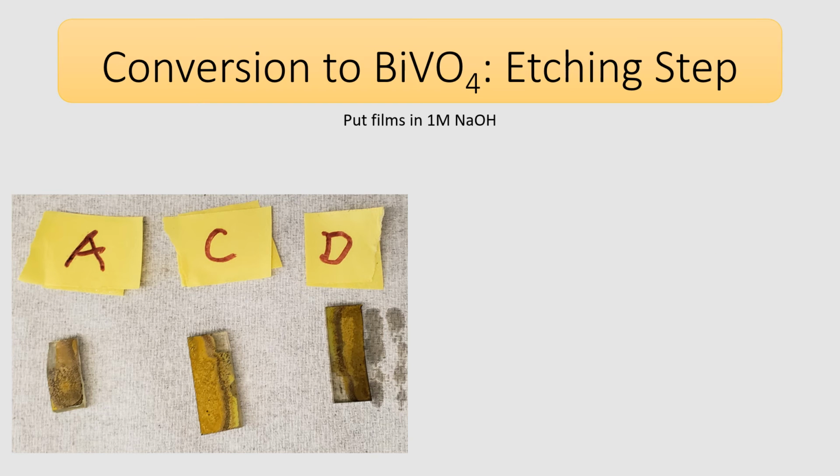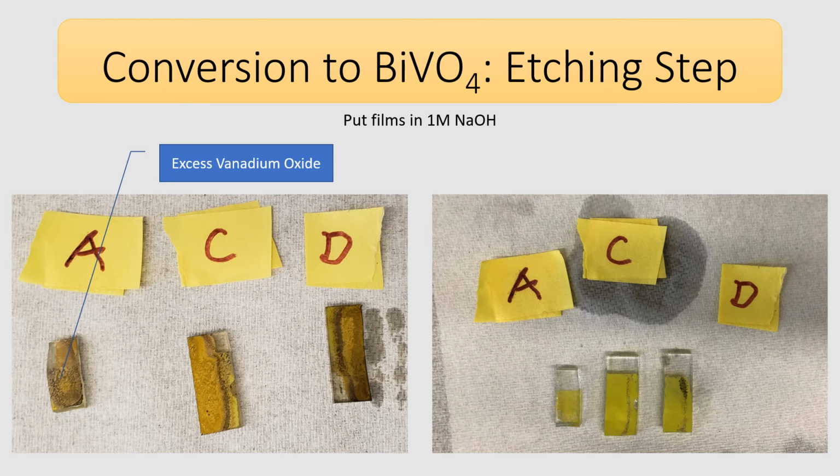The product from the furnace looks like this, thus bringing us to the next important step, the etching step. The films are currently covered in excess vanadium oxide, so we need to place them in a 1 molar sodium hydroxide solution that's capable of dissolving most of it off, so that we're left with pure bismuth vanadate films, which look like this.